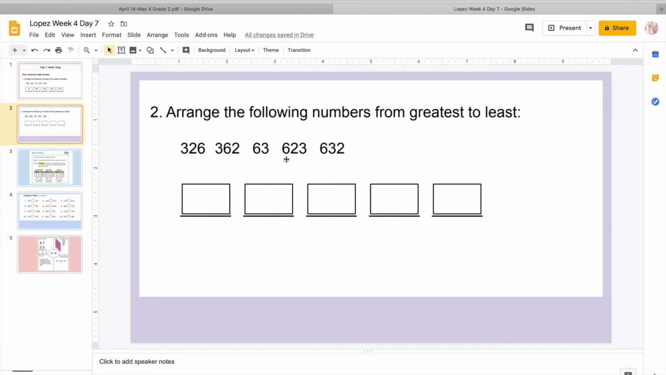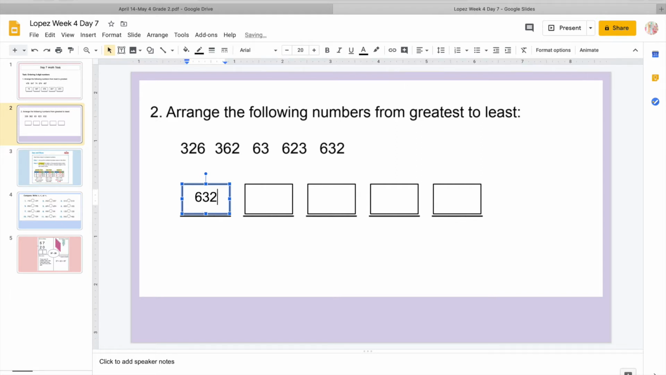If we're looking at the hundreds spot here, we have a 3, a 3, a 6, and a 6. We're going to focus on these 2 because we know 6 is greater than 3. So one of these 2 is going to come first, and we need to look next to the tens column to see which one. We have a 2 and a 3. We know that 3 is greater than 2. So 632 is going to come first, which means 623 will come second because 623 has a larger value. It is greater than 326 or 362.